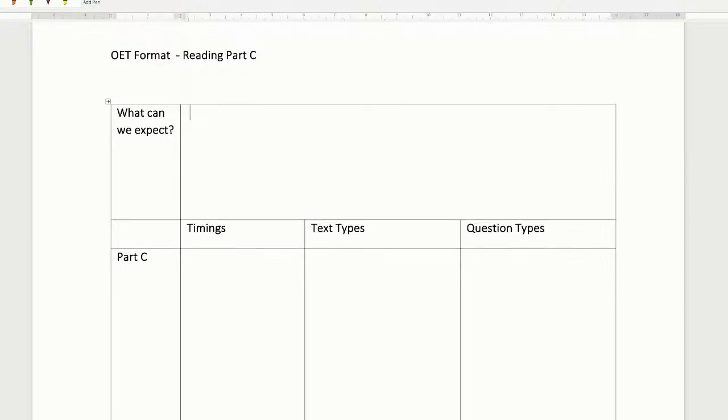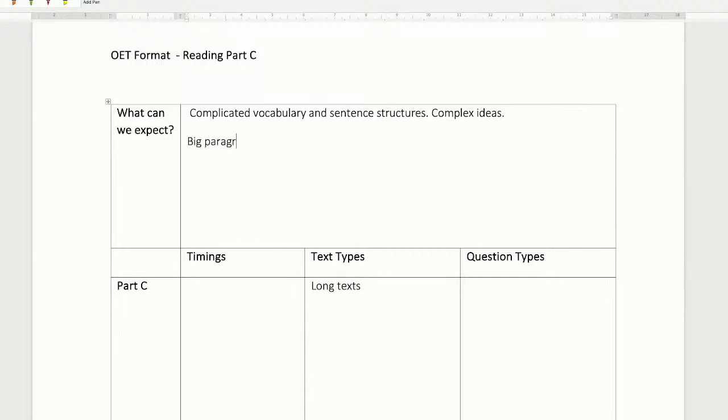So what can we expect? We can expect complicated vocabulary and complicated sentence structures. We can expect complex ideas. This is what we can expect inside of long texts, big paragraphs. Inside those paragraphs, there's a big focus on comprehension. What can you understand from these paragraphs? When you go from sentence to sentence to sentence, are you building up a large, complex mental picture of an idea? That's what it's all about.